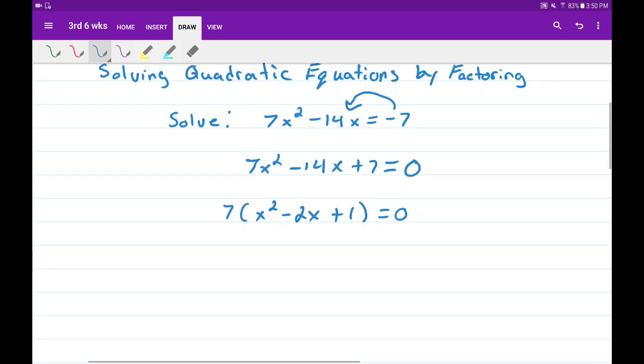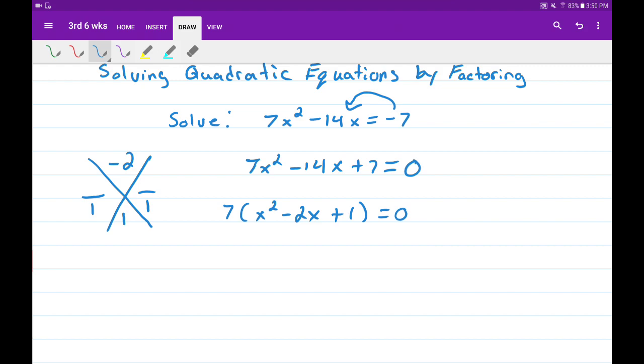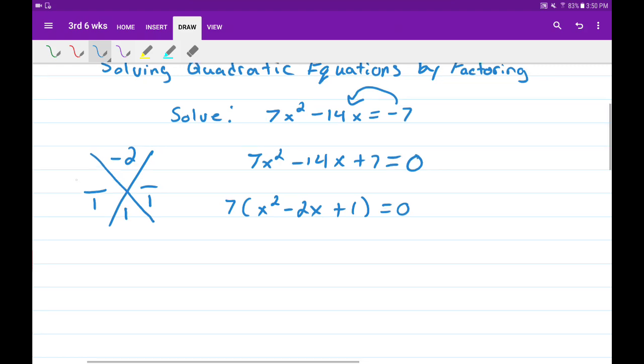So I'm going to apply my x method right over here. Okay, b term is a negative 2. A times c is going to be a 1. My a value is a 1. All right, and then on top, I'm going to pick my factors. So these particular factors are going to be negative 1 and negative 1.